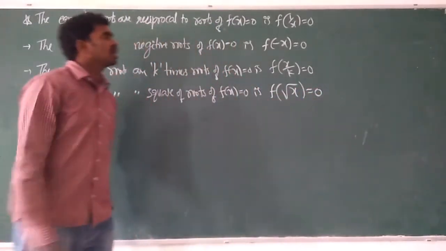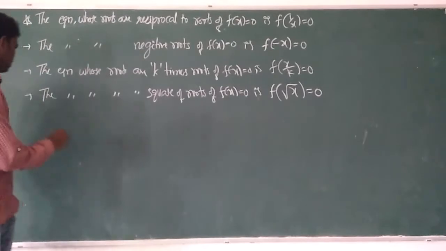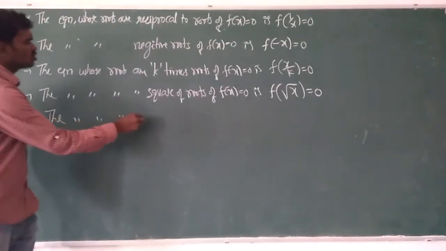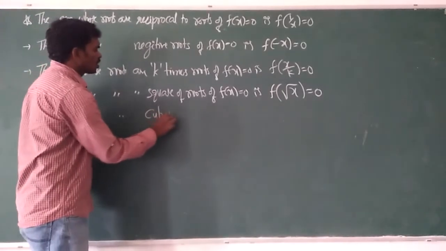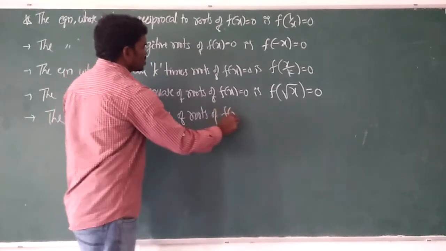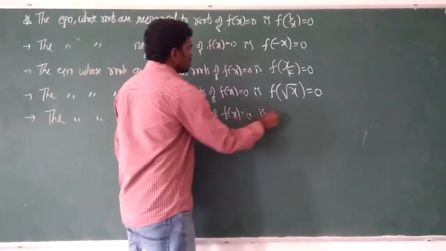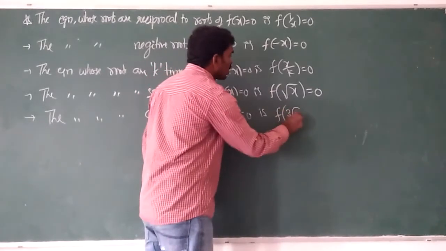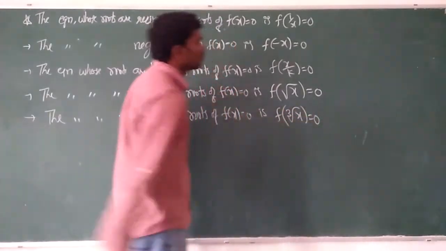So, very important key points you must remember. And similarly, the equation whose roots are cubes of the roots of f(x) = 0 is what can we write? You can guess it. Yes, very good. f(cube root of x) = 0.